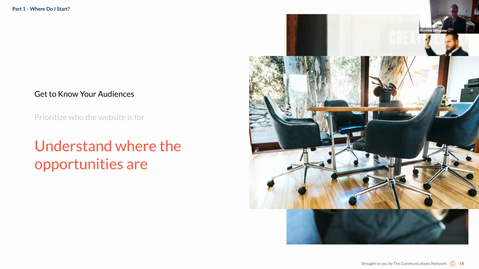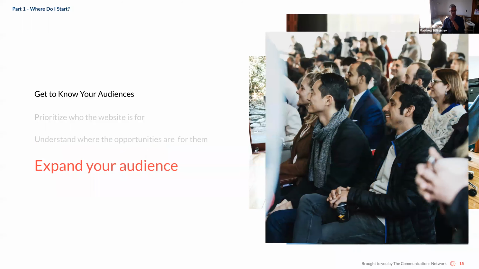And again, I can't underscore this enough. Are your core values being communicated effectively? Just think about all those when you're looking at who your audiences are and identifying them. And then finally, for audiences, expand your audience. It goes back to a few minutes ago when we were talking about future-proofing.